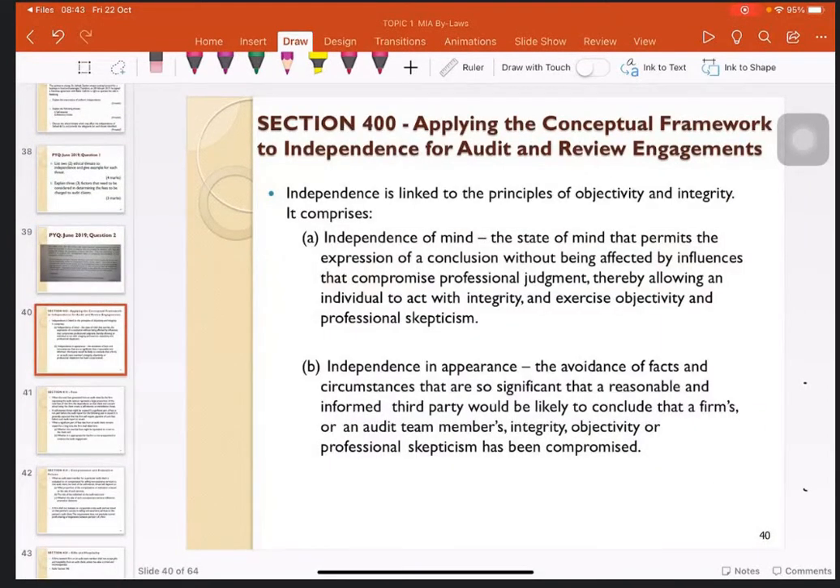Now look at section 400. Section 400 mentions the conceptual framework to independence. The auditor should be independent when they conduct the audit and when they do the review engagement. So basically independence is an important concept in audit, if we compare audit and other professional services.